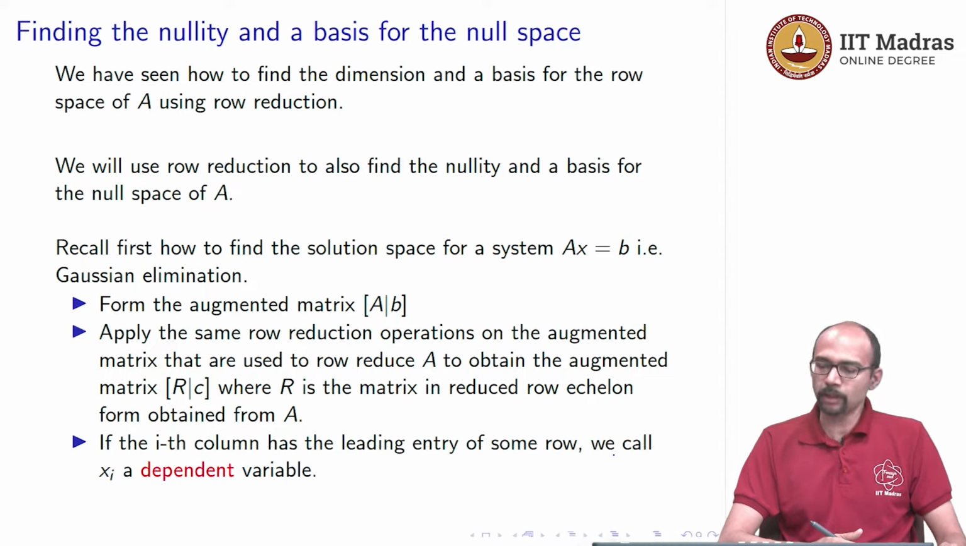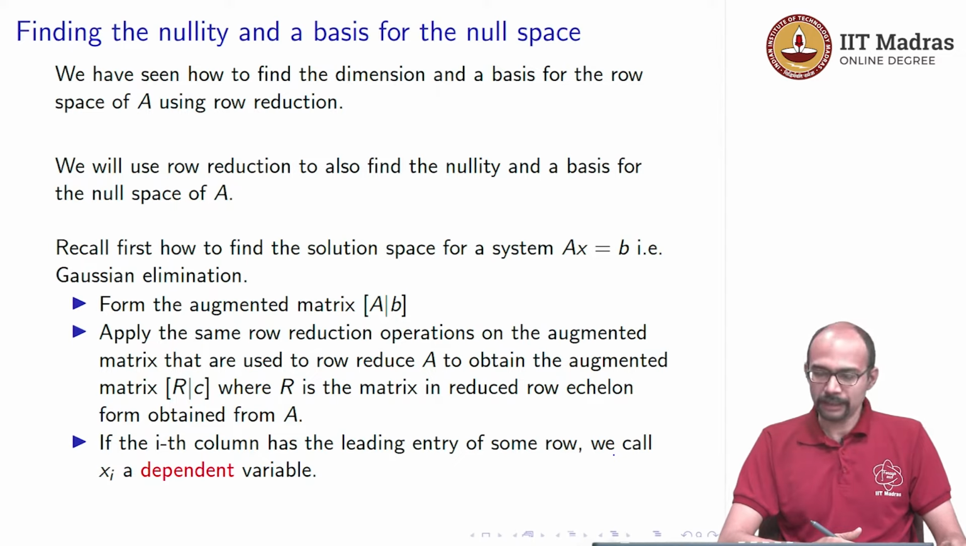Now, if the ith column has the leading entry of some row, recall what is reduced row echelon form or row echelon form. So, that means you have a bunch of rows where you have a 1 in the leading position, the first non-zero entry is 1, and after that you could have other entries, but the next row has a 1 which is after the 1 in the previous rows.